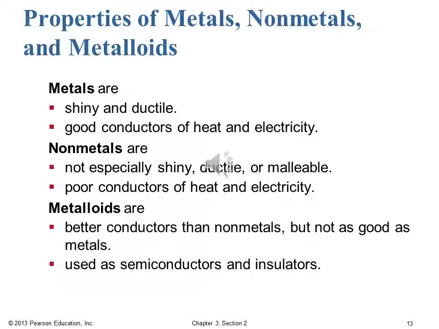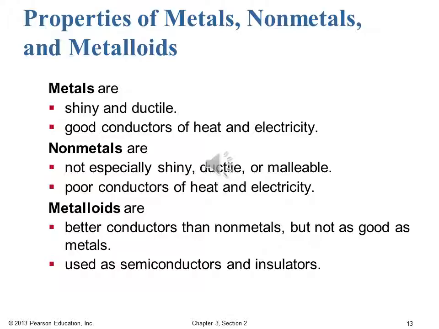Speaking of those physical properties, metals tend to be shiny and ductile. They can be drawn into wire is what that second term means. So you often see metal wire, copper wire, for instance. They are usually good conductors of heat and electricity. That's another key property of metals.